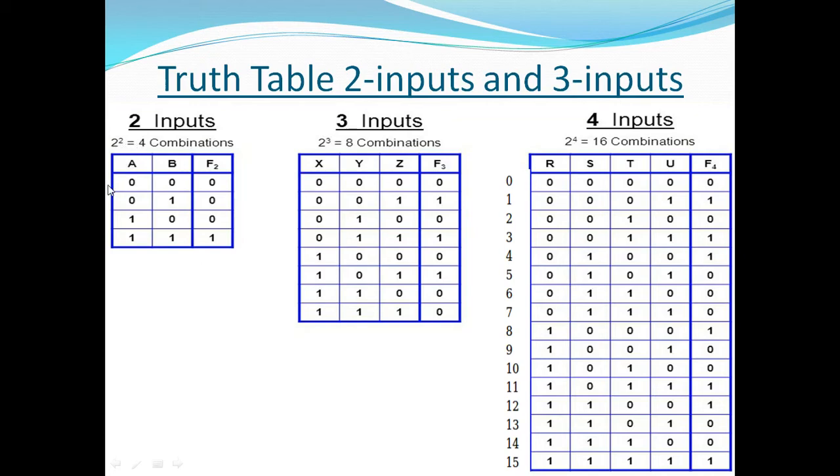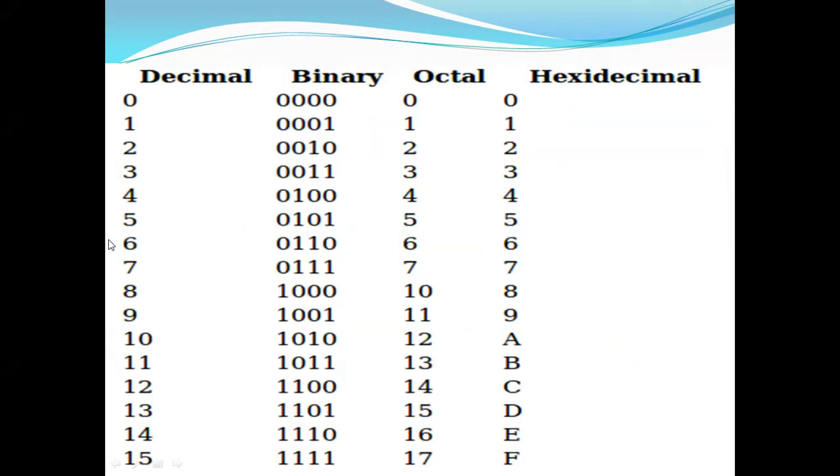These are 4 combinations from 0 to 3. This we have discussed when we were discussing the conversion. See, these are the binary values of decimal equivalent from 0 to 15. You don't have to learn these values. There's an easy method. What is the easy method? I have told you earlier also.